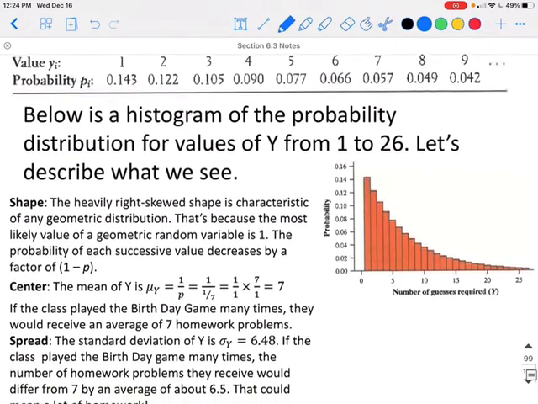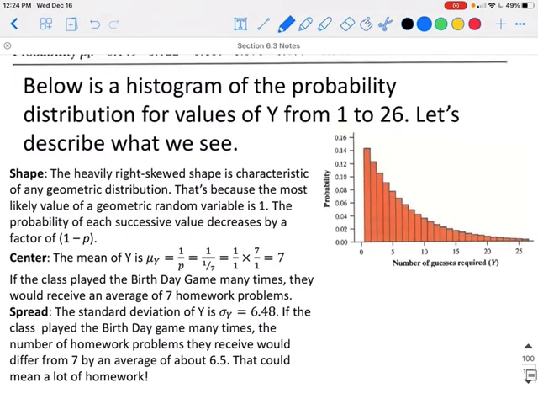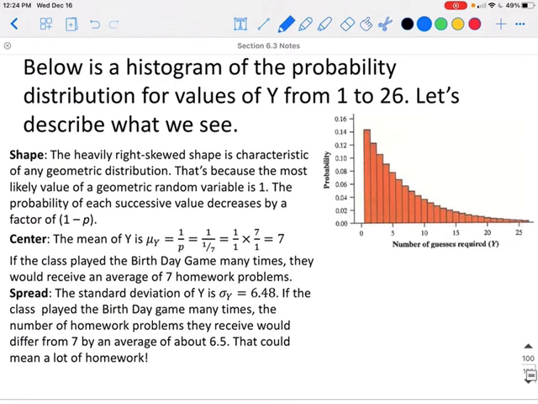Below is a histogram of the probability distribution for the values of y from 1 to 26. Let's describe what we see. The shape is definitely heavily skewed to the right. This is characteristic of any geometric distribution, because the most likely value of a geometric random variable is 1. You're most likely to get it correct. The highest probability is that you get it correct on the first try. The probability of each successive value decreases by a factor of 1 minus the probability of success.